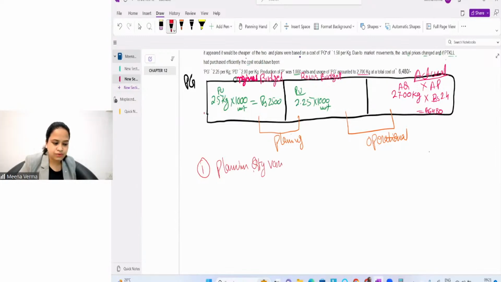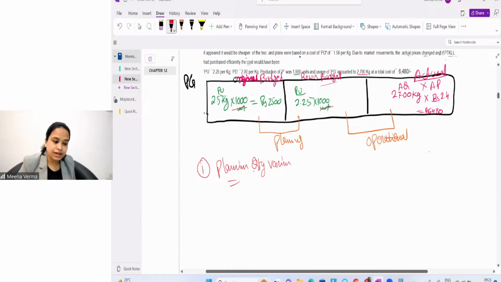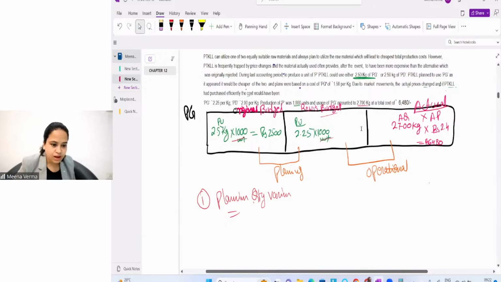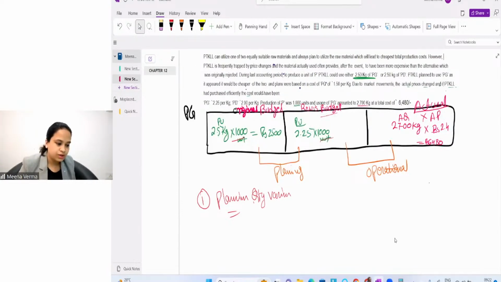quantity variation. So what will you consider? The original budgeted quantity, right? Minus actual budgeted quantity. Acha, quantity we check. Is it the same quantity? How much quantity is required for the production of final goods? Is it mentioned somewhere? It's mentioned. 2.5 kg will be required. Okay. So this is the quantity. Now, what is the price then?